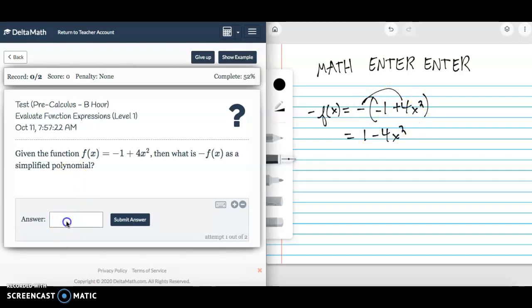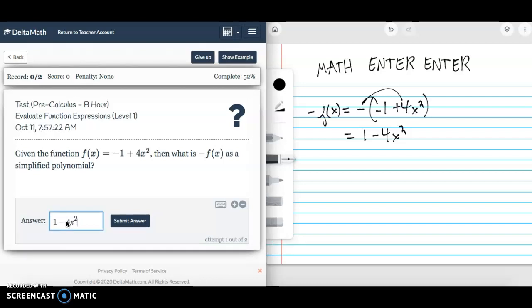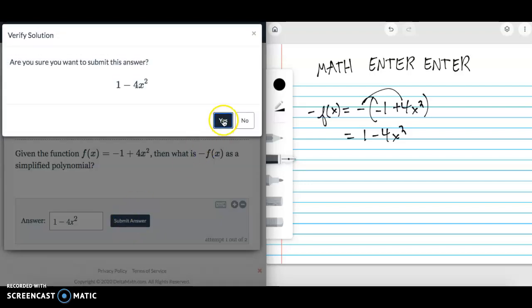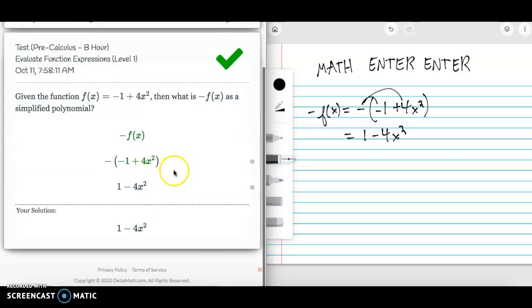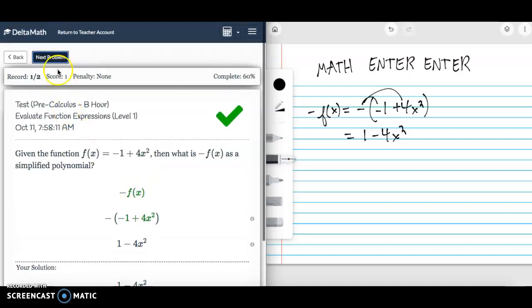All right, so let's see. This is where the notation might get a little funky. Minus 4x squared. Nope, it's fine with it. See, they do the exact same thing.